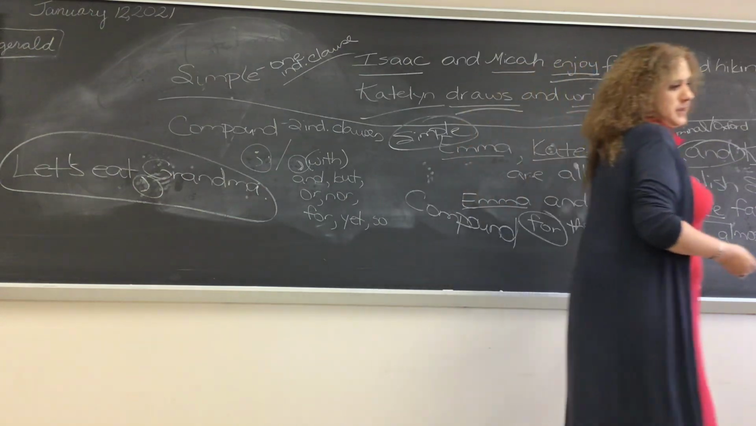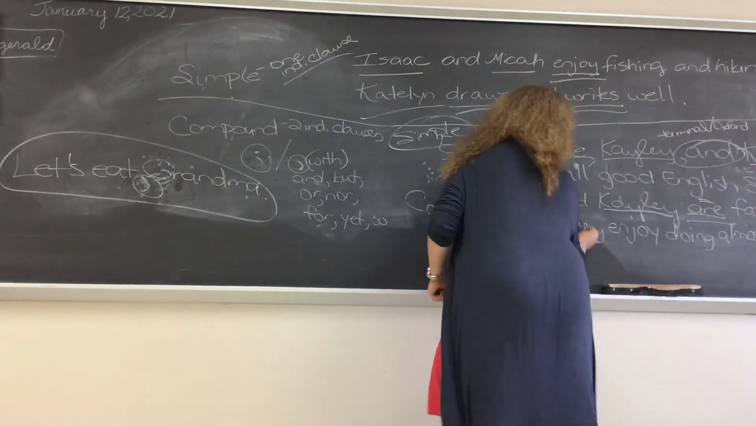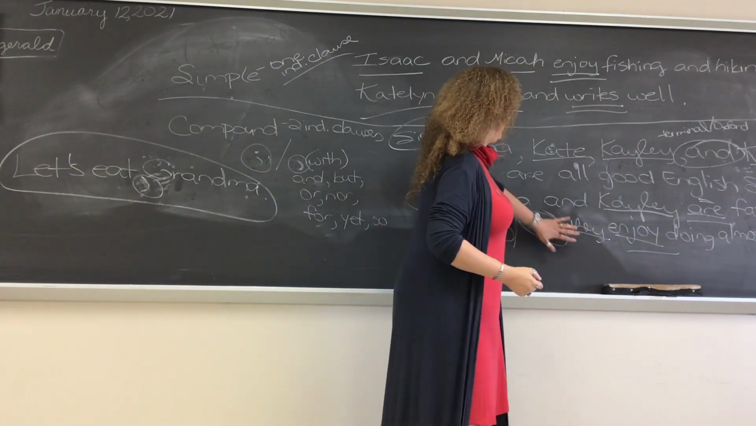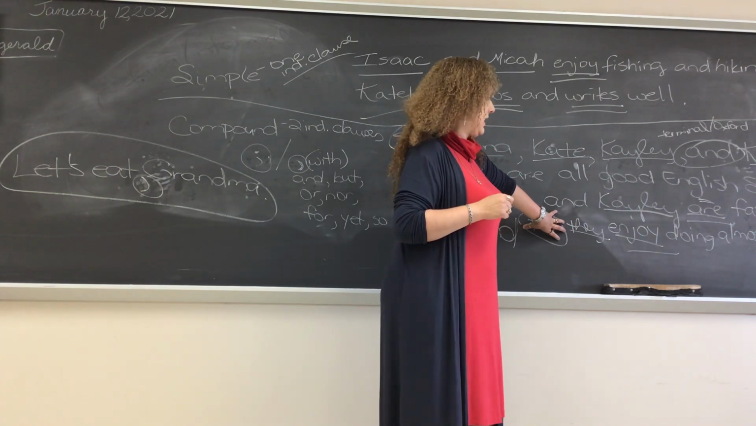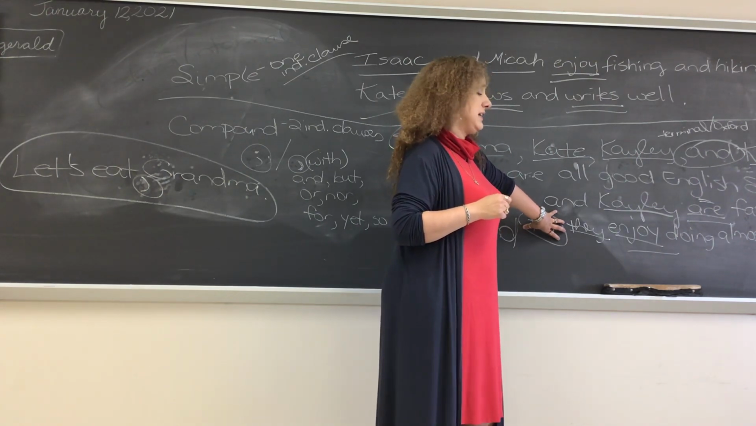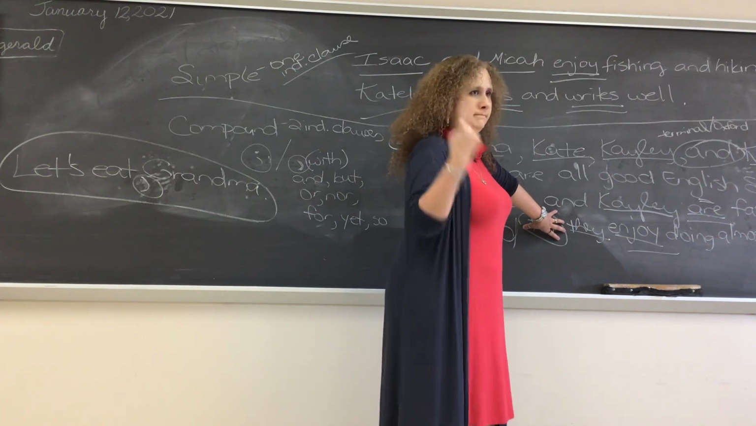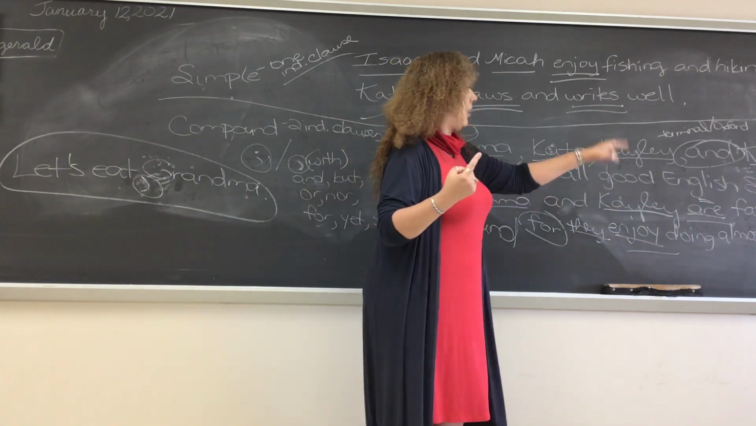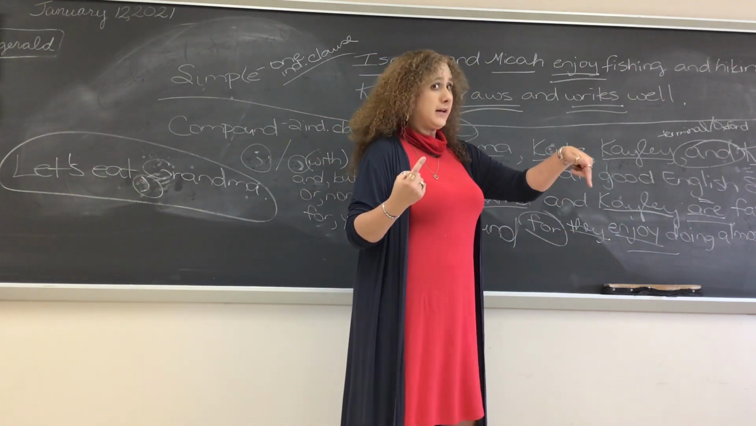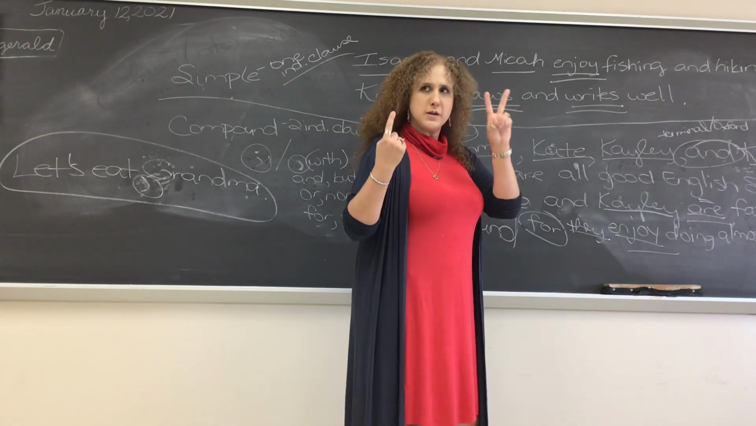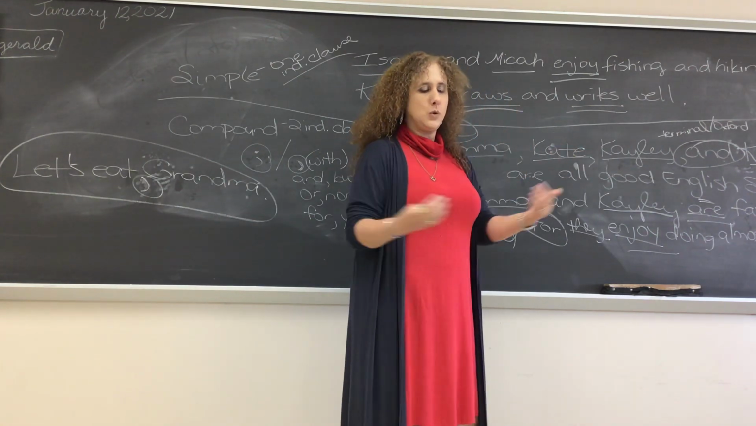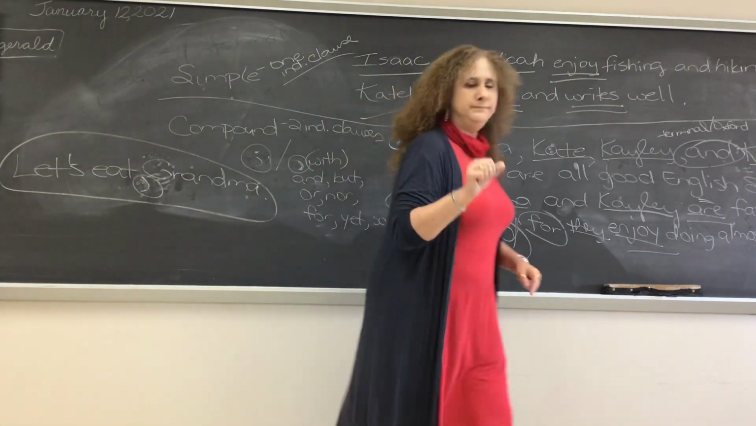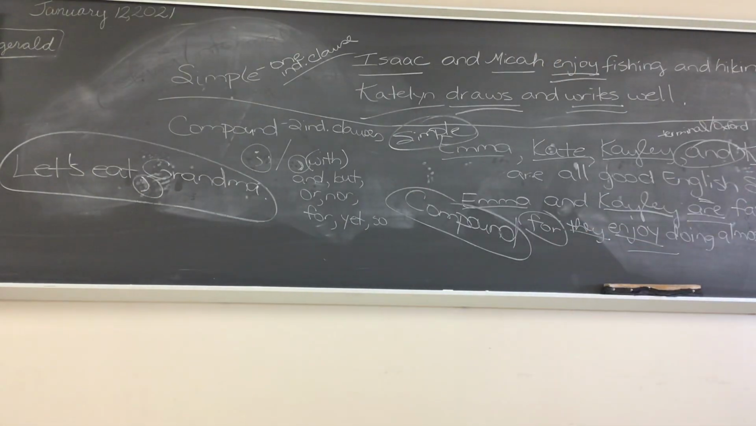All right, let's see what we got. All right, again, complete idea. After the comma conjunction, I can say it out loud. They enjoy doing almost everything together. Is that a complete idea? Simple sentence. Before the comma, Emma and Kaylee are fast friends. Put a period there. Okay, so you've got 2 simple sentences, 2 independent clauses joined to make a compound sentence.